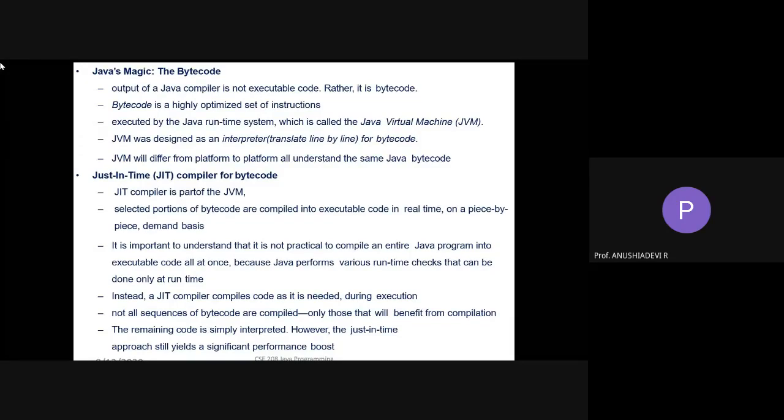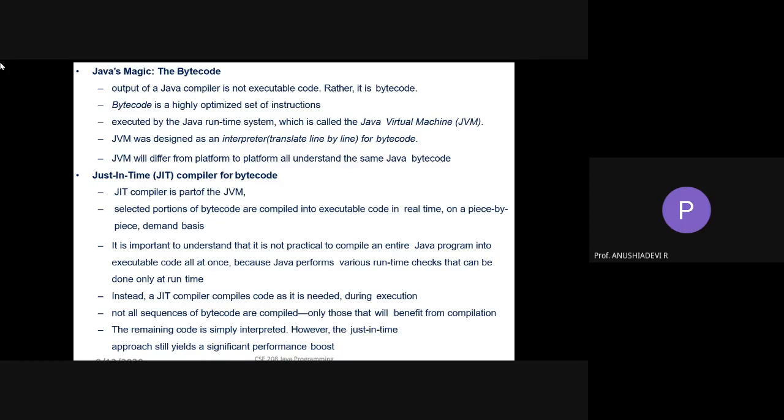So first, Java code is compiled by the compiler. That compiler will create one special code that is called bytecode. Then this bytecode is executed by the Java virtual machine. So this Java virtual machine is an interpreter, and Java is platform independent.